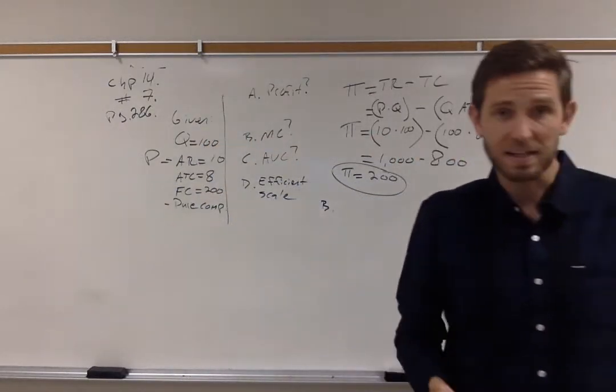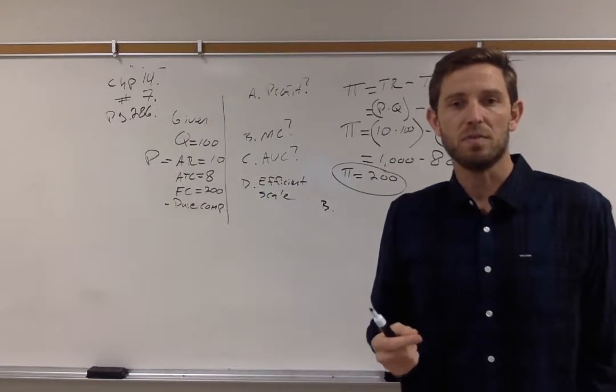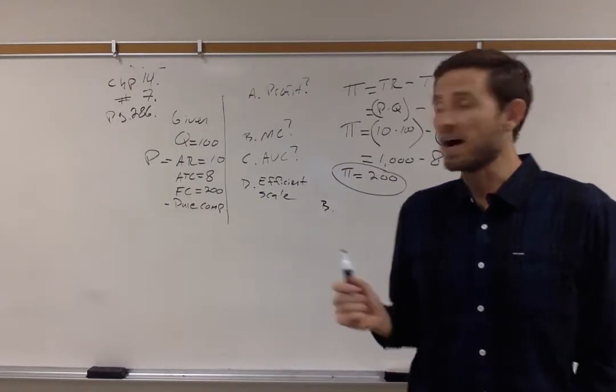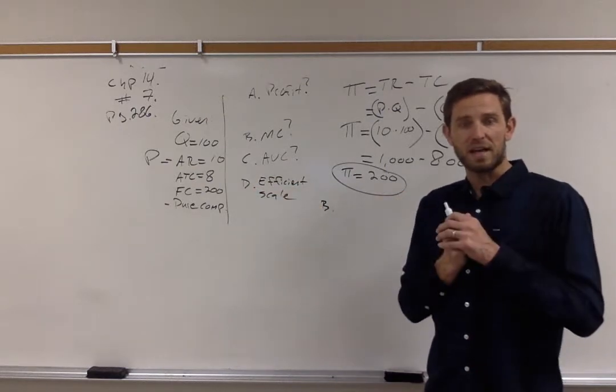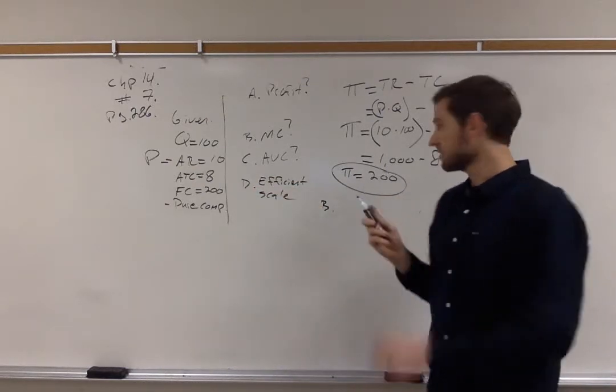Question B is asking us, what's the marginal cost for this firm? This is a little bit trickier to find, but we can see it when we remember what the graph looks like for a firm like this.